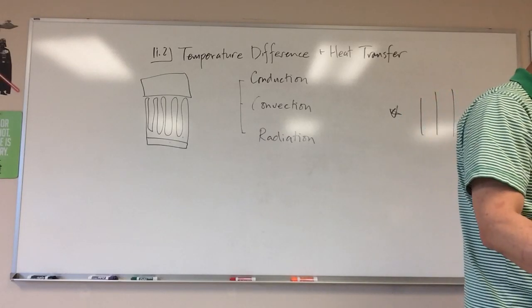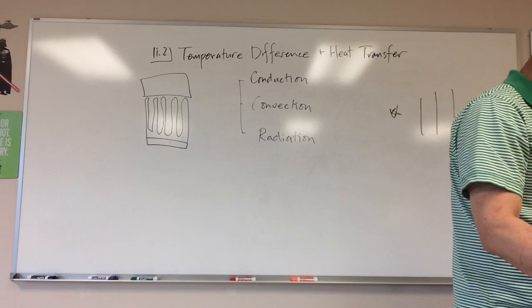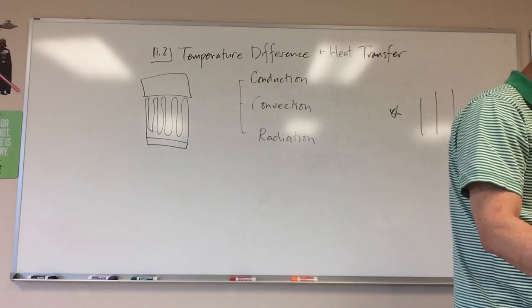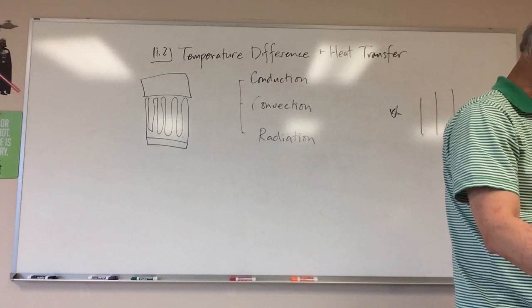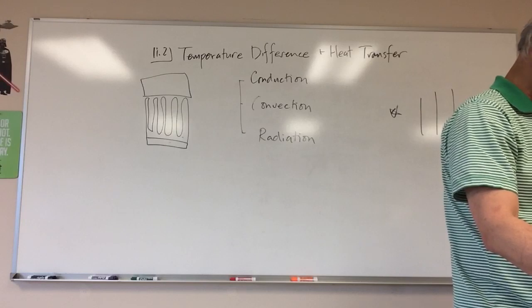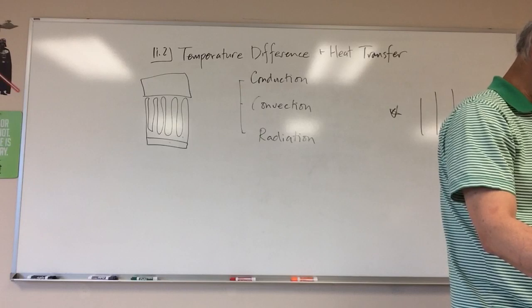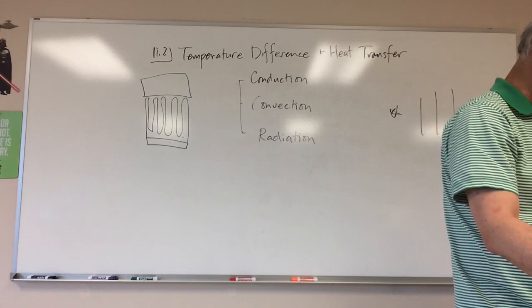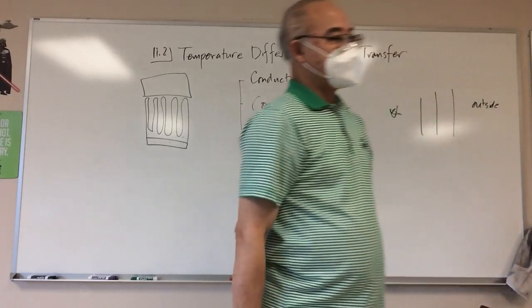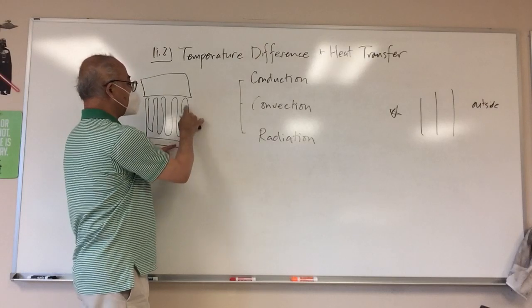But the water cools the heat sink, and then the heat sink cools the CPU. So is it convection or conduction? Okay, let's read what it says. Conduction refers to the mode of heat transfer that occurs when a temperature difference exists in a medium. The energy is transported within the medium from the region of more energetic molecules to the region of less energetic molecules. So conduction would be from here through to here, right?